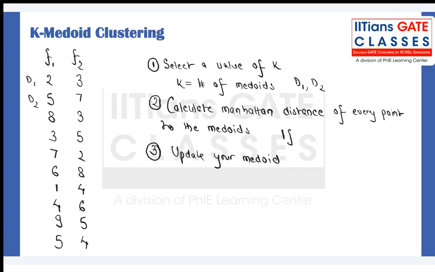So let's say there are 2 points, x1, y1 and x2, y2. The Manhattan distance is nothing but the absolute value of x1 minus x2 plus the absolute value of y1 minus y2. We have seen this earlier as well, right? So very small variation, nothing much here.